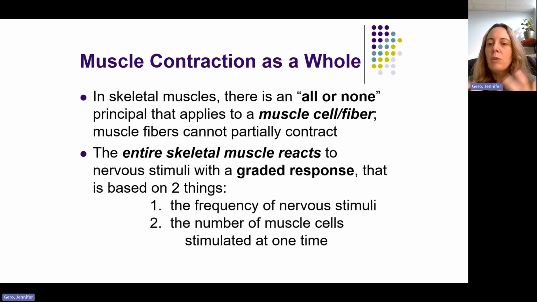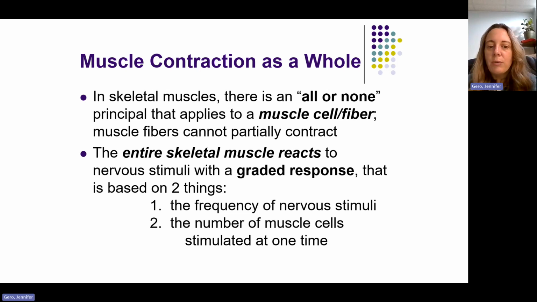But the strength with which a muscle contracts is going to be determined on kind of two things. How many muscle cells are stimulated to contract within that one muscle organ, or how quickly a stimulus is coming from the nervous system in order to initiate a contraction. So there's going to be a different push from the nervous system if I'm lifting up this AirPod case versus I'm trying to pick up the desk that this computer is sitting on.